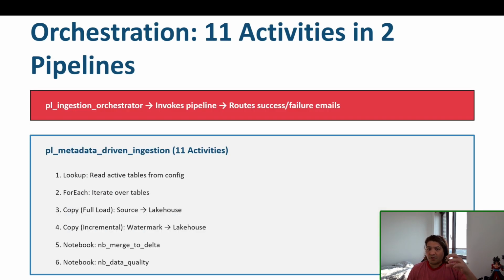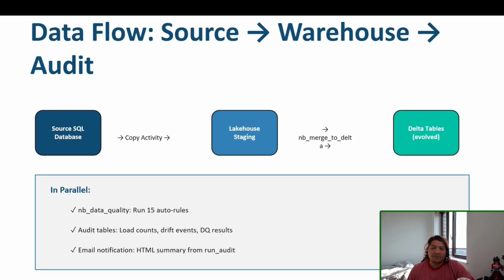In pipelines, you will have a pipeline orchestrator, which is your master pipeline that will invoke the metadata-driven ingestion pipeline, which consists of multiple activities like lookup, for each, copy data, incremental, notebooks, and so on. So the orchestrator will always invoke your metadata-driven pipelines. Typically, this is the standard flow when you ingest data.